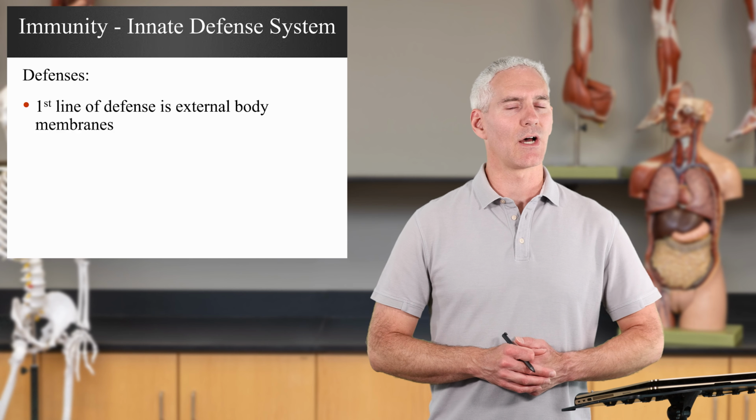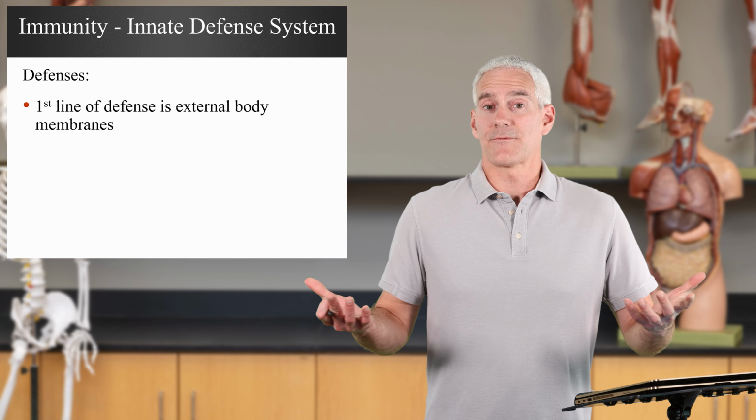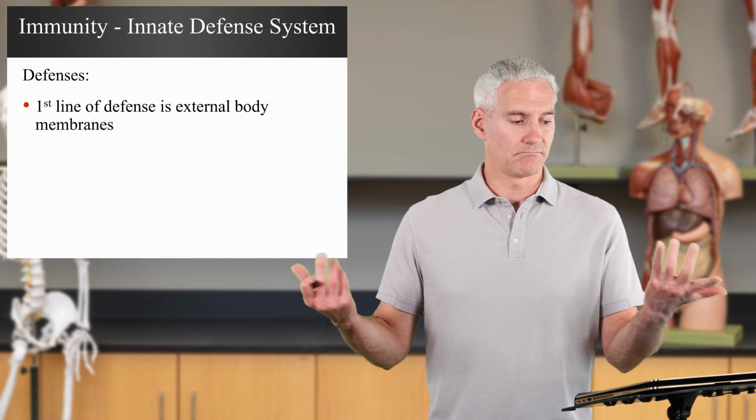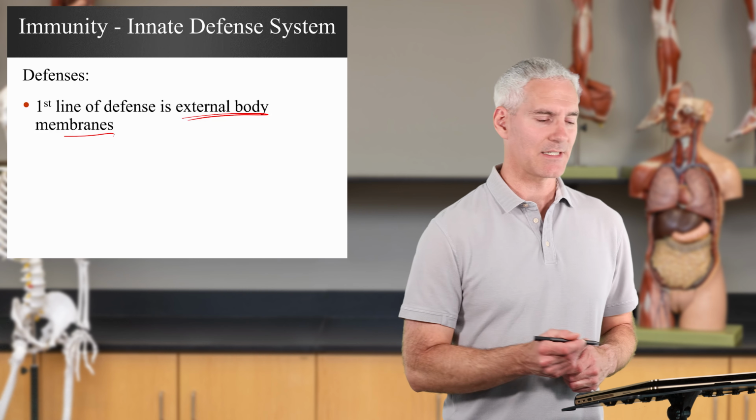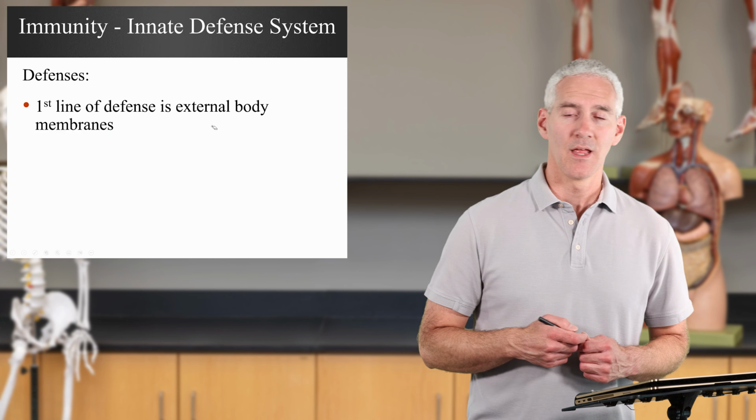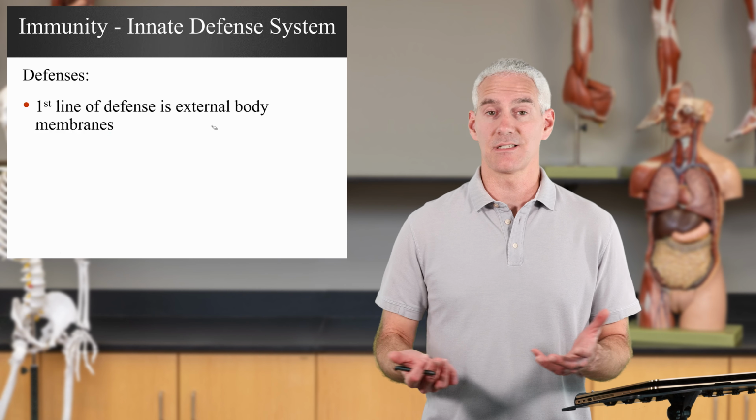Our first line of defense. Well, what's our first line? Skin, sure, our membranes. It's what's covering our body. So our external body membranes: skin, mucous membranes of the mouth, in the nose, around the eyes. Everywhere that's covering our body, creating an external barrier. That's our first line of defense. Now this is innate because it doesn't matter what it is, it's going to try and prevent everything from entering in.